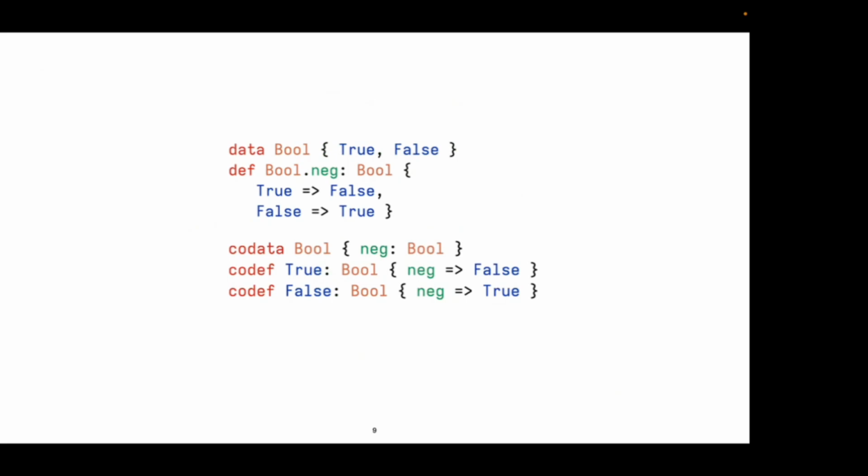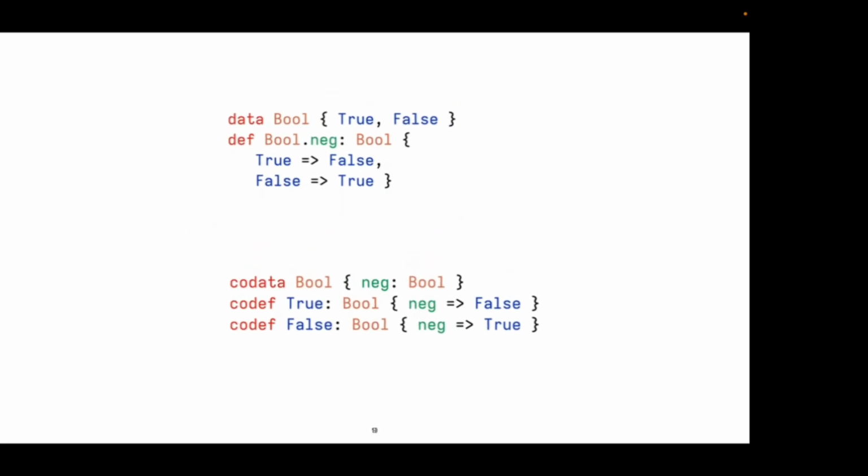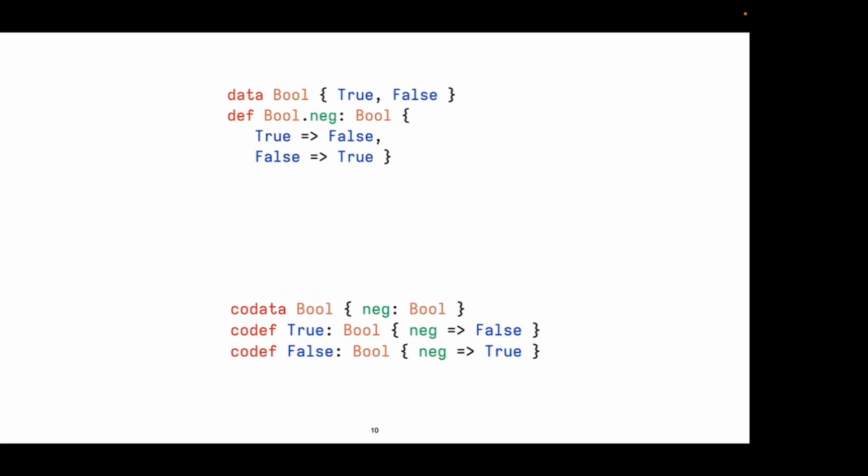So here we have the 2 programs again in the data and in the codata style. And how are these 2 types related? Well, one way to see the relationship between the data type version and the codata type version is that both programs can be represented as a matrix. A matrix which contains the canonical ways to construct Booleans as the columns and the canonical ways to destruct them as the rows of this matrix. The 2 programs are then just 2 linearizations of this matrix.